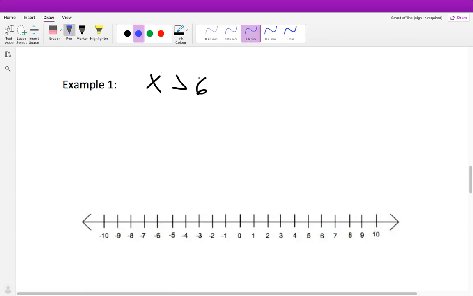Whatever number we have here is the number that we're going to start with. So first I look at my inequality. I say, okay, is it equal to, or is it just greater, or is it not? And since it's not equal to, remember, this is going to be an open circle. So at 6, I will go ahead and draw an open circle.